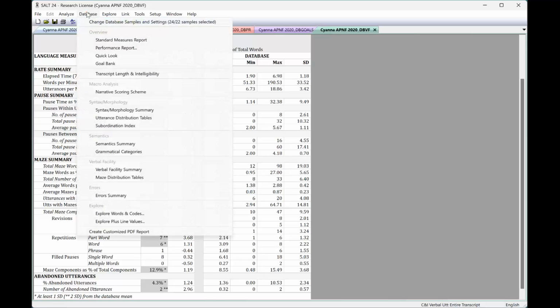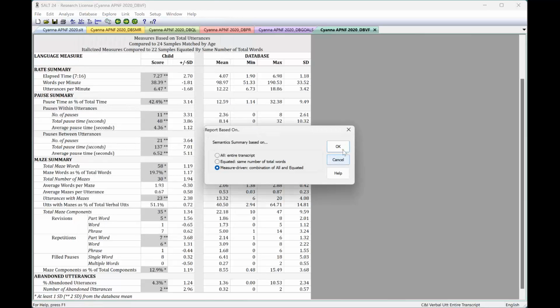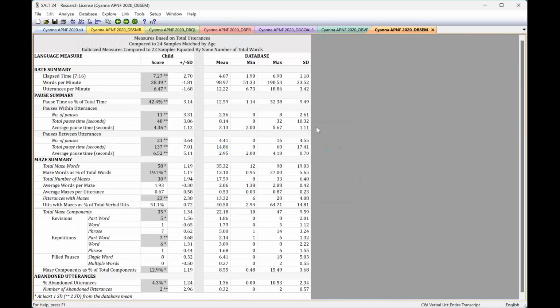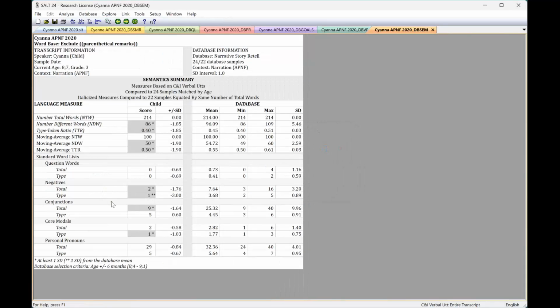And then let's go and look at the semantic summary as well. We'll click OK. Okay, so then this gives you just a breakdown of some semantic skills and different standard type word lists. So it has information about our number of total words and number of different words up at the top. Again, anything in gray is at least one standard deviation away from the mean.